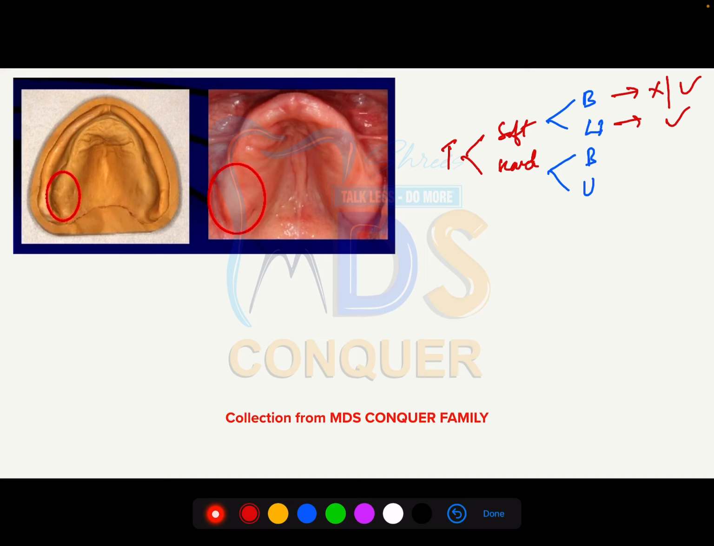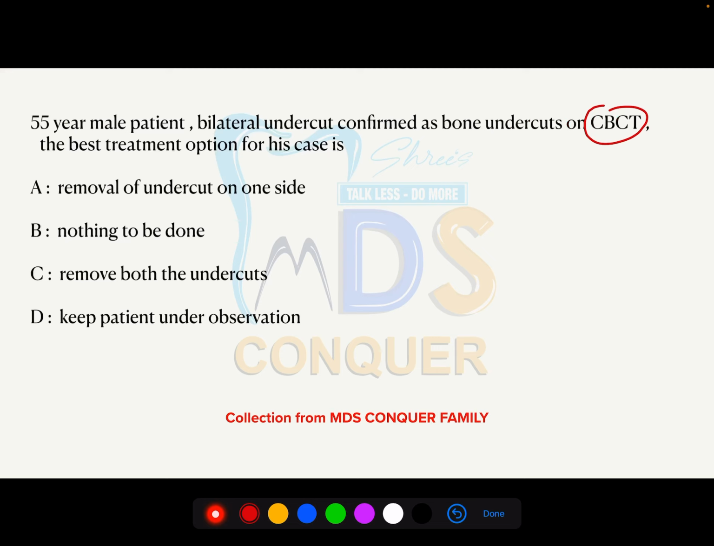Coming to hard tissue tuberosities, or tuberosities with undercuts, it's very difficult to insert. So whether it is unilateral or bilateral, you have to remove them. I hope you are familiar with this. Now if you check the question, they are telling bilateral bony, or unilateral bony, it has to be removed. So the answer is remove both the undercuts. For example, if it is a unilateral soft tissue undercut, no need to do anything because that helps in retention. If it is bilateral soft tissue, one side has to be removed and the second side will help in the retention process.